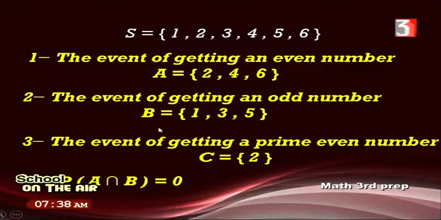Occurrence of A and B together means that we will want to get P of A intersecting B. Search for any common elements between A and B. There is no element common between A and B. It means that P of A intersecting B equals 0.